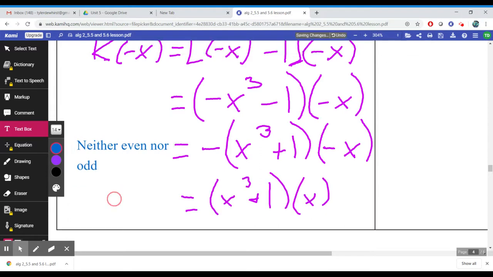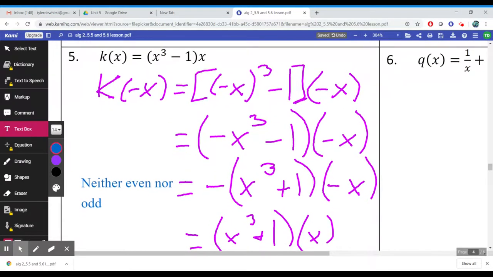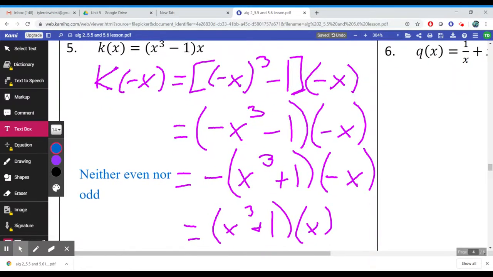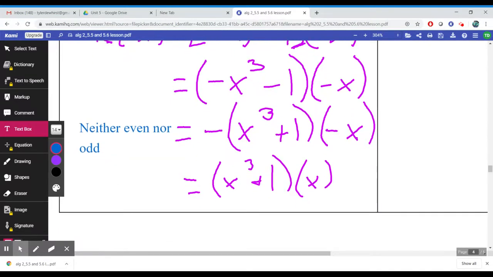That can happen sometimes. In fact, most functions are not even or odd. Even and odd functions are a special scenario that occur every now and then. But it's possible that you try finding out what k of negative x is equal to, or f of negative x, whatever your function is named as, and you don't get the same thing, and you don't get the same function but with a negative attached to it. And when that happens, it means that your function is not even or odd.